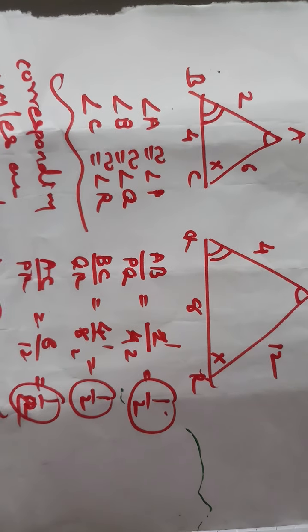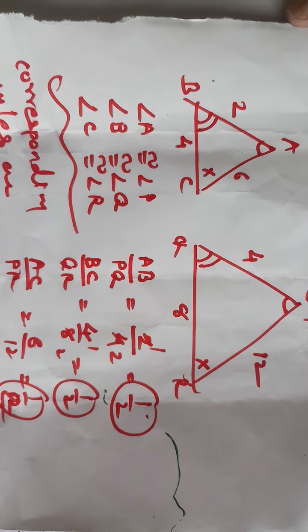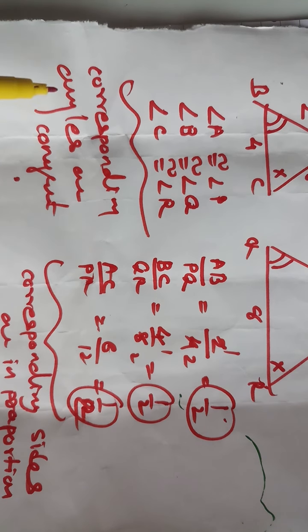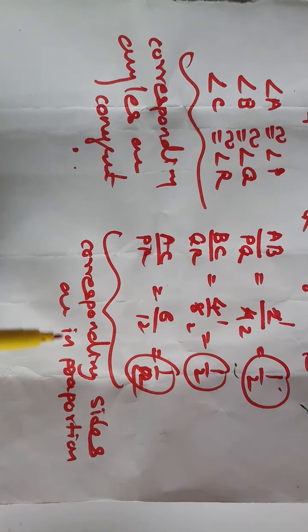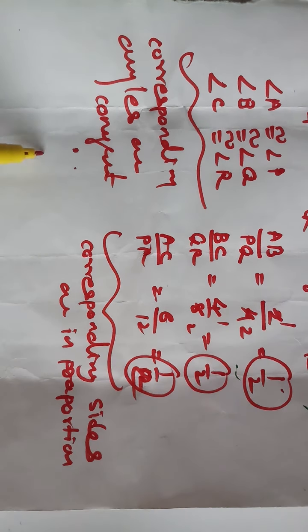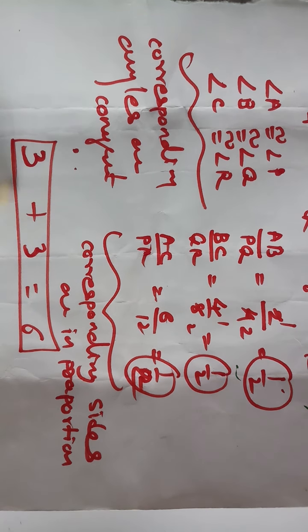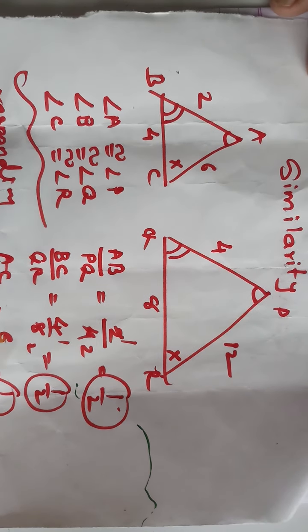So to prove two triangles similar, we need 6 things. Which are those 6 things? 3 corresponding angles should be congruent and 3 corresponding sides are in proportion. So 3 plus 3, total 6 conditions. If the 6 conditions are fulfilled between the two triangles, then we say that those two triangles are similar triangles.